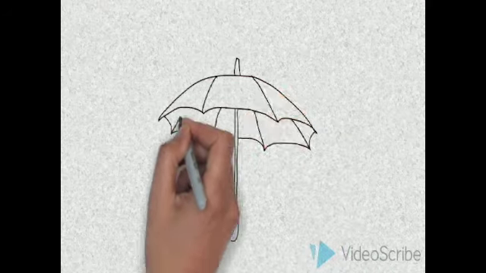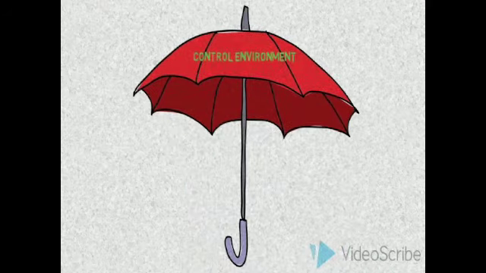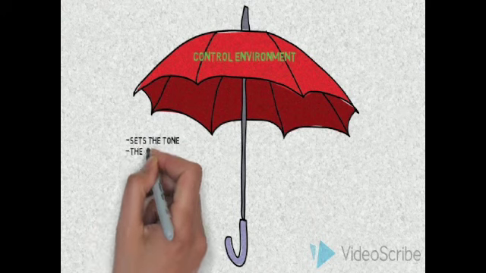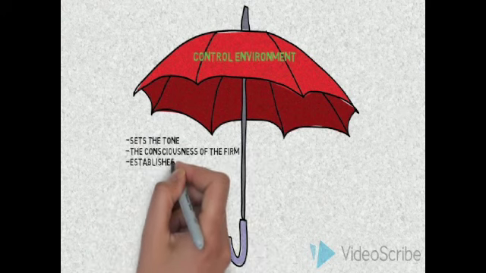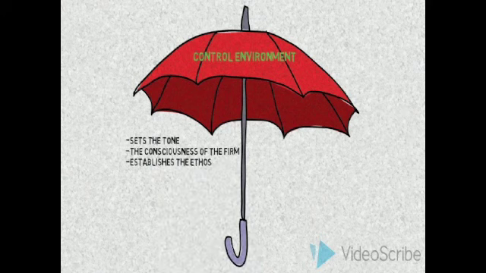Firstly, the broad umbrella-like element that is the control environment. This element sets the tone for a business's entire internal control operations. It is the consciousness of a firm that establishes the ethos of its control and workings. Without a control environment that is healthy and well-founded, the other 4 elements of internal control are jeopardized.